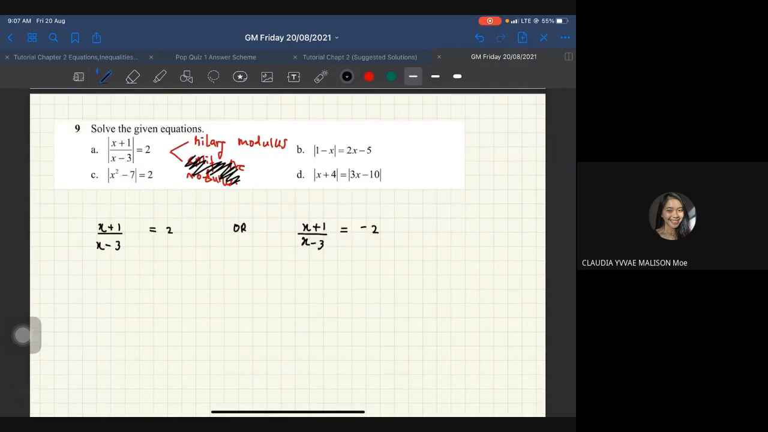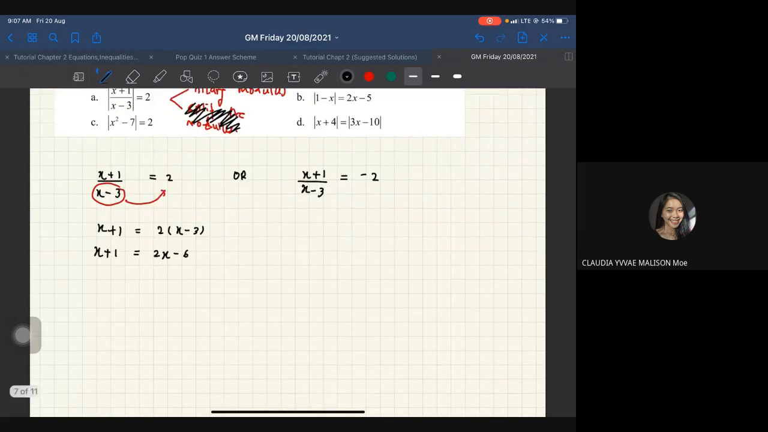Sekarang dia adalah equation, dia bukan inequality. So there's no problem for you untuk darab yang ini ke sebelah sana. So awak akan ada X plus 1 equal to 2 times X minus 3. Belah kanan awak akan expand, so you will have 2X minus 6. Sekarang X minus 2X is negative X and then negative 6 minus 1 is negative 7. So you have X equal to 7.